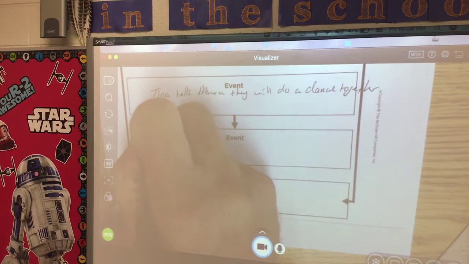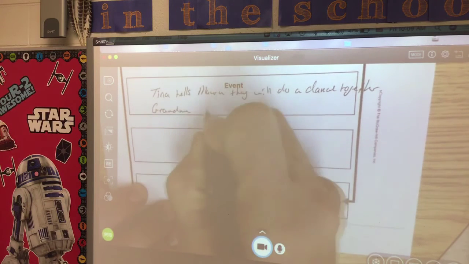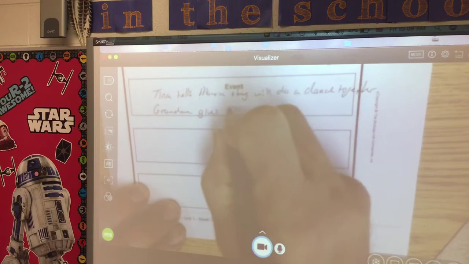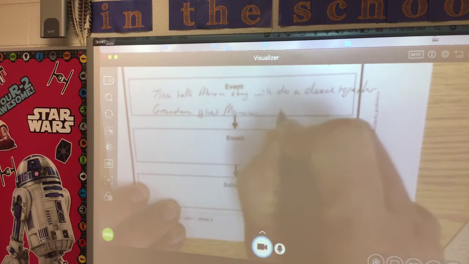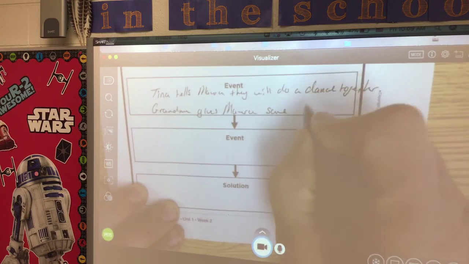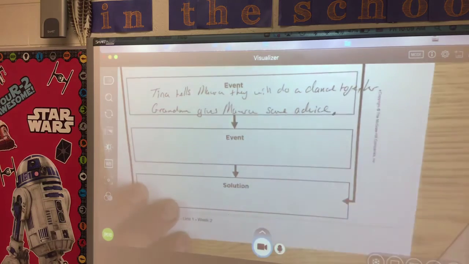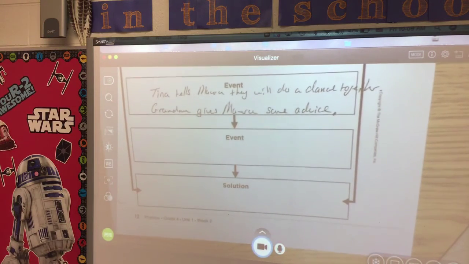Next, I'm going to put Grandma gives Mara some advice. Don't forget my periods when I'm writing in sentences. What did she do with that advice then? I think you guys should all know the next one. Mara does the tough thing, and she calls her friend.